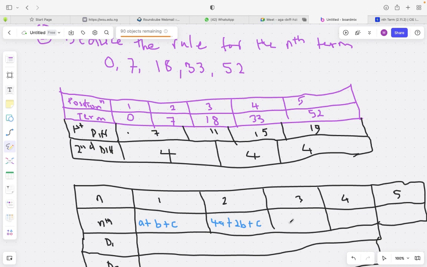For the third one, similarly, n is 3. 3 squared is 9. So 9a plus, n is 3, 3 times b is 3b, plus c.